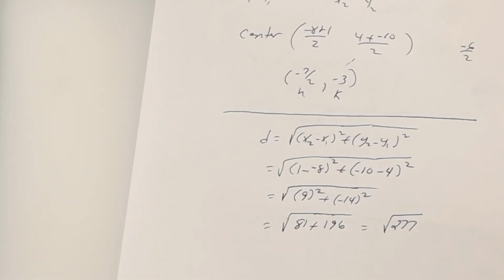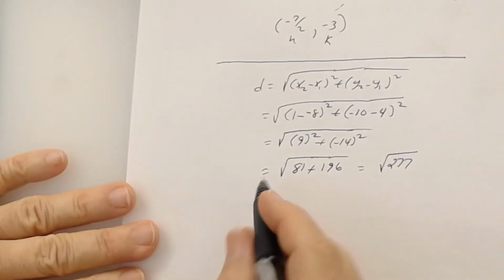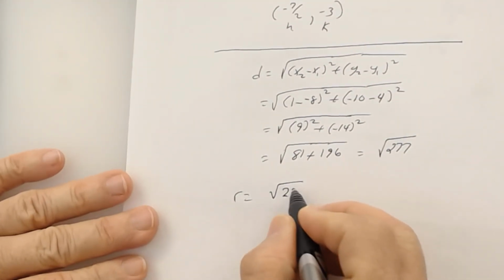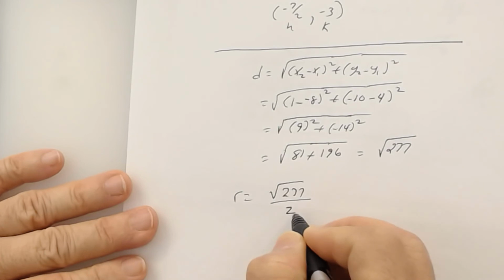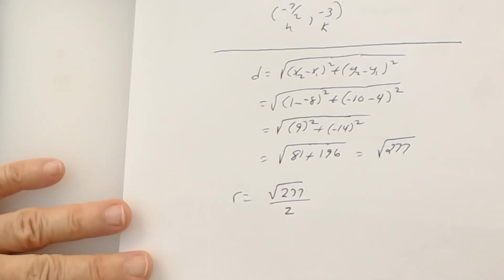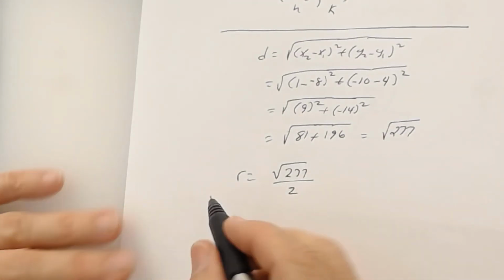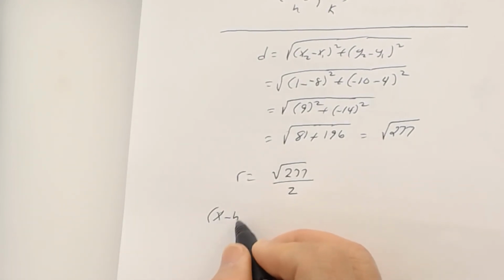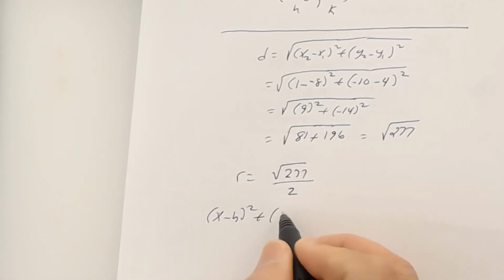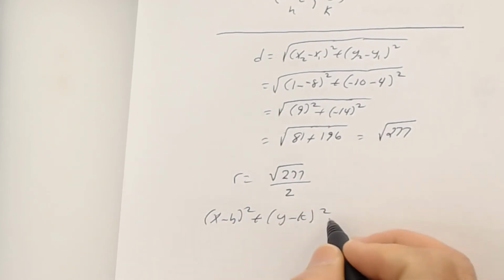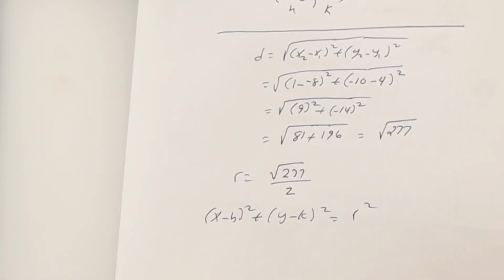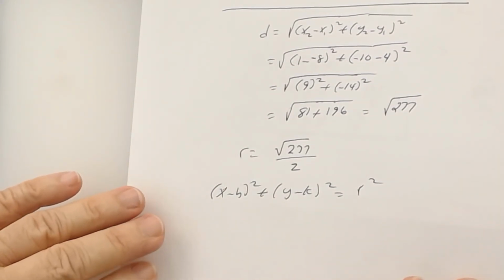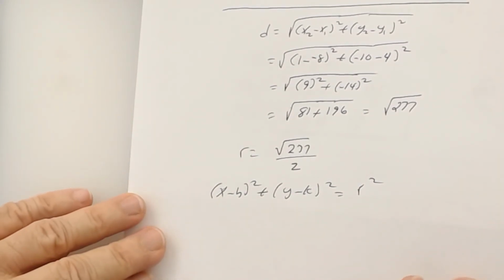All right, so I found the diameter. Now let's find the radius. So the radius now is the square root of 277, all divided by 2. All right, we're almost done. What's the formula for the equation of a circle in standard form? (x minus h) squared plus (y minus k) squared equals r squared. I know (h, k) now. What's h and k? Negative 7 halves and negative 3.